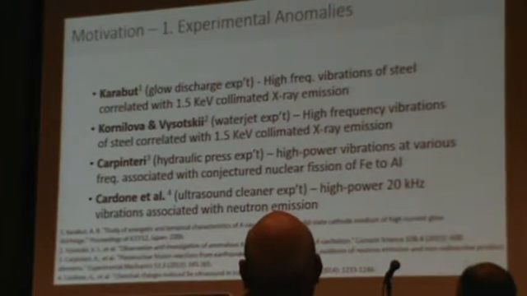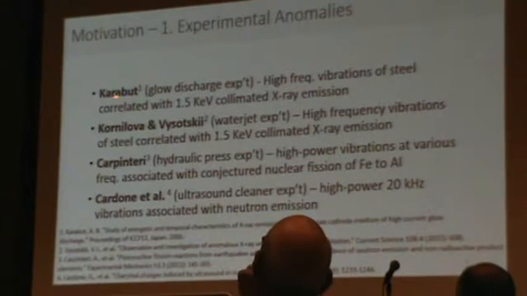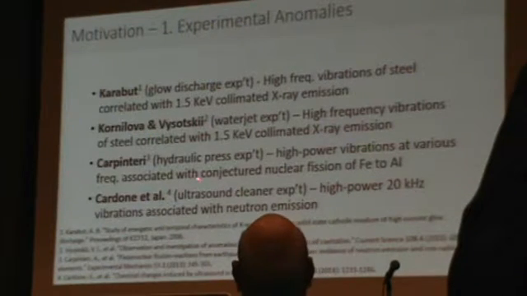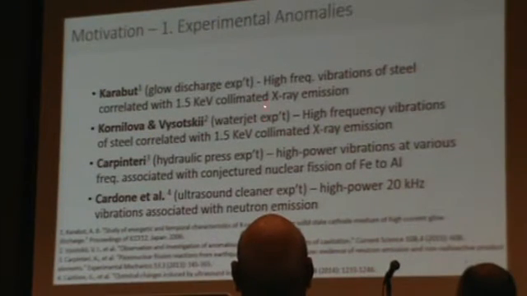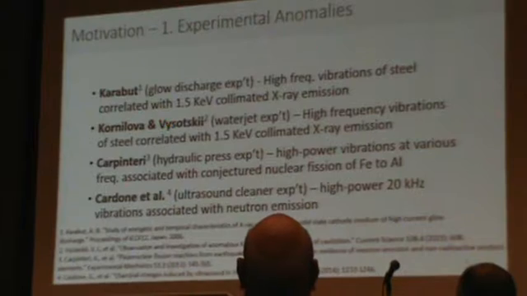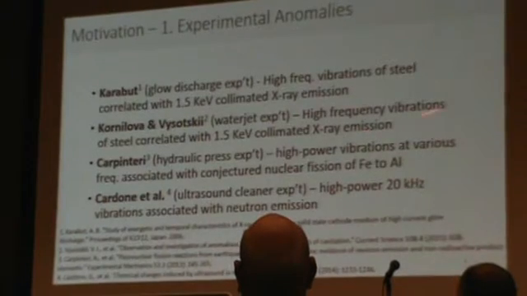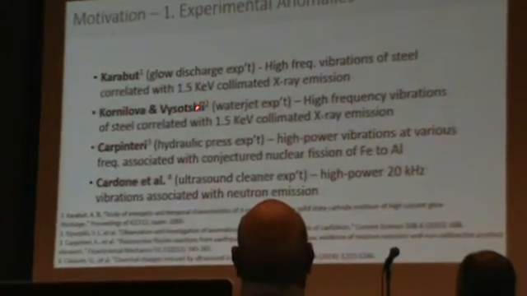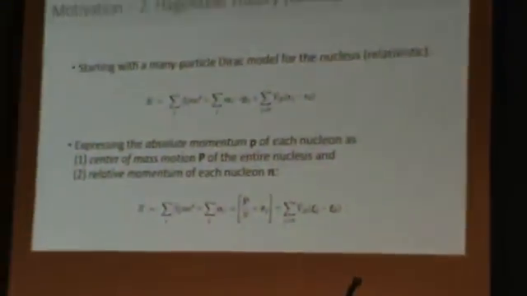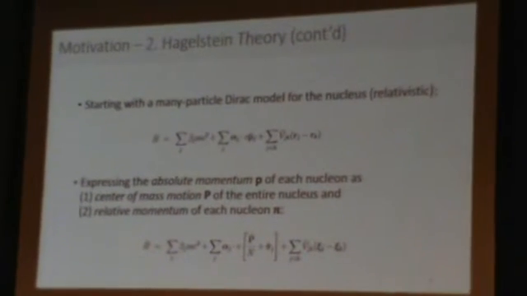And so I don't have much time to walk through these experiments, but the most important ones are the Karabut experiment and the Kornilova and Vysotskii experiment. And what you need to know about those is that in both of those you have vibrating steel, very likely with mercury contamination on the surface, that produces 1.5 keV collimated X-rays. And here are the references, and talk to me after the talk if you want to find out more about this.